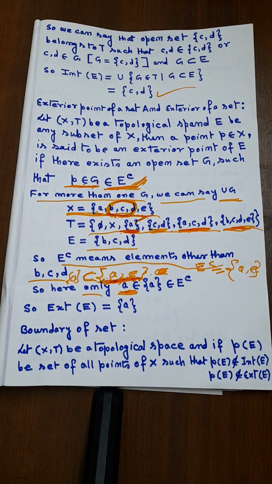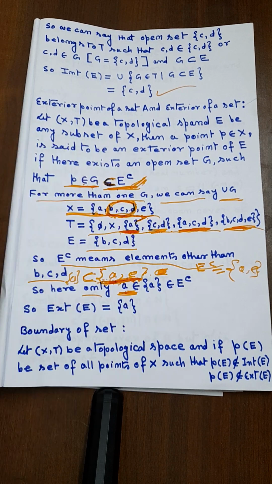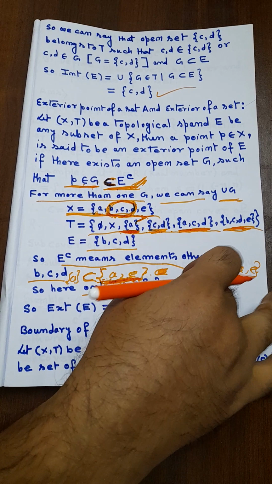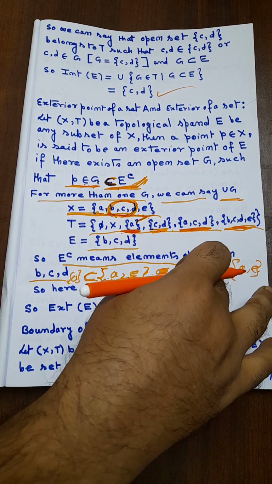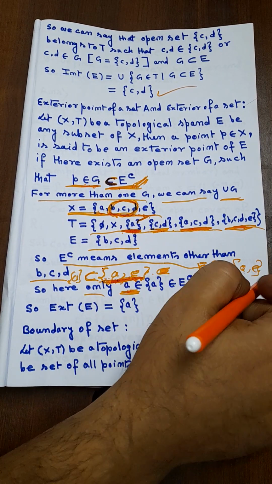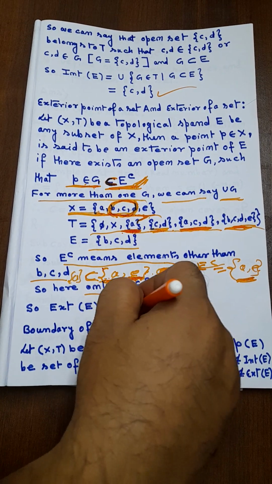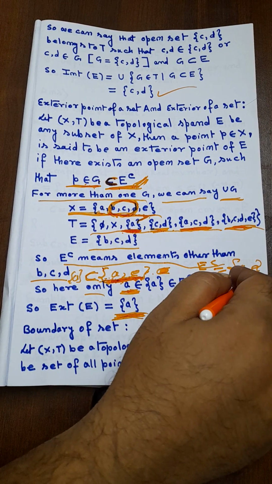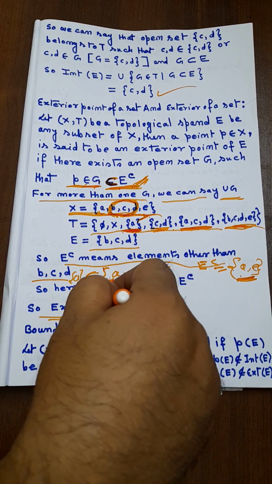We have to find some set which will be a subset of the complement of E, as well as that subset contains points which are members of the complement of E, right? So we can see only A is there. Only the open set A is there, which is a subset of the complement as well as it contains A, right? So we can say the exterior point is A. So we can say the exterior of the set is A.